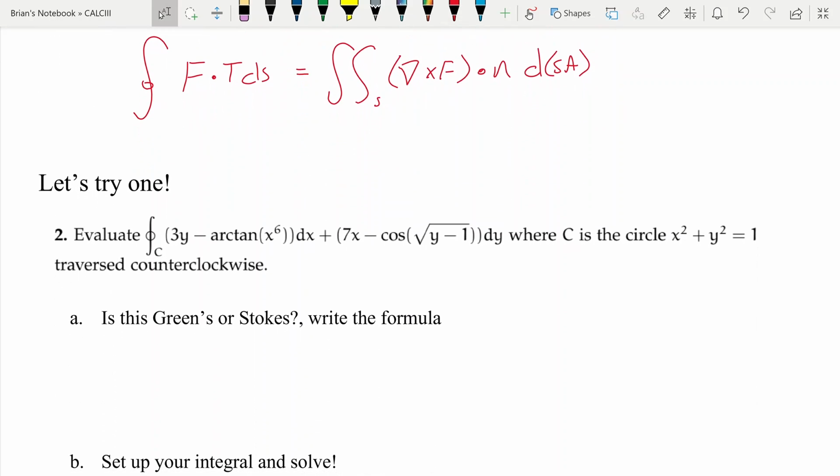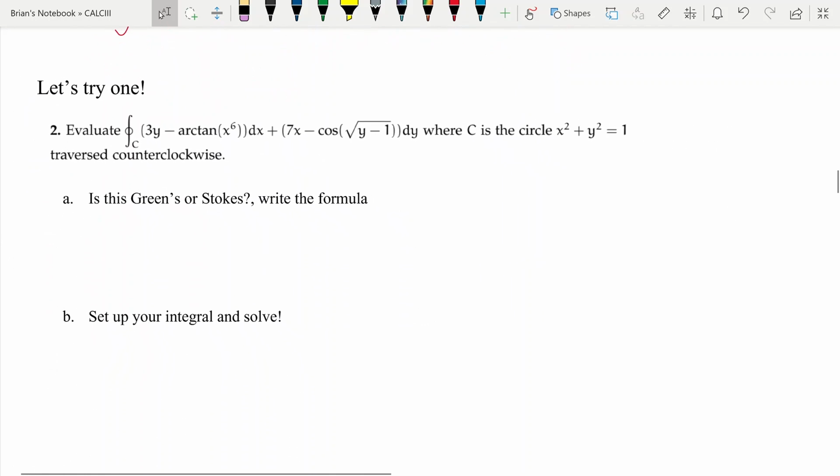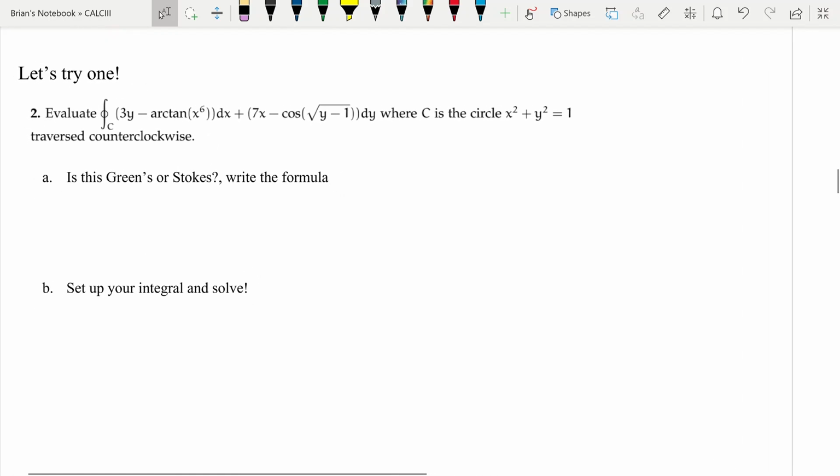So let's try this one. Evaluate this integral where C is the circle x squared plus y squared equals 1, traversed clockwise. So I'll pull this up so it's a little bit better. There we go. You see we have an M dx plus an N dy. Is this Green's theorem or Stokes theorem? Anybody tell me? Green's, yeah, exactly. Because it's 2 dimensions, and we have an M dx and an N dy, just like we saw above.